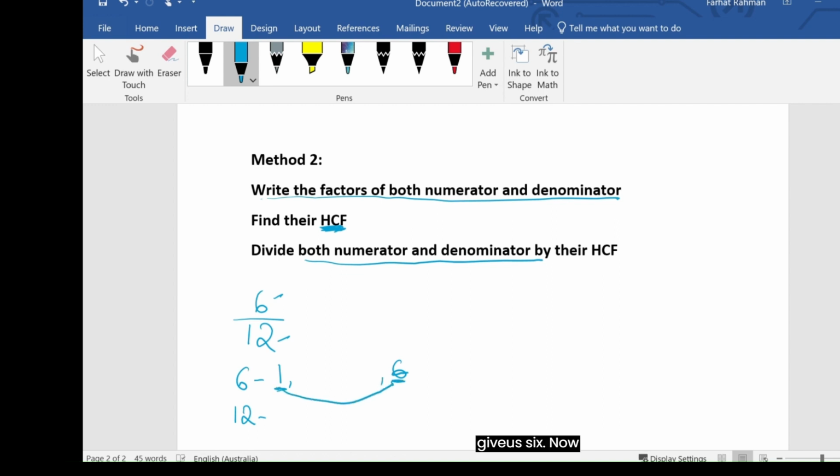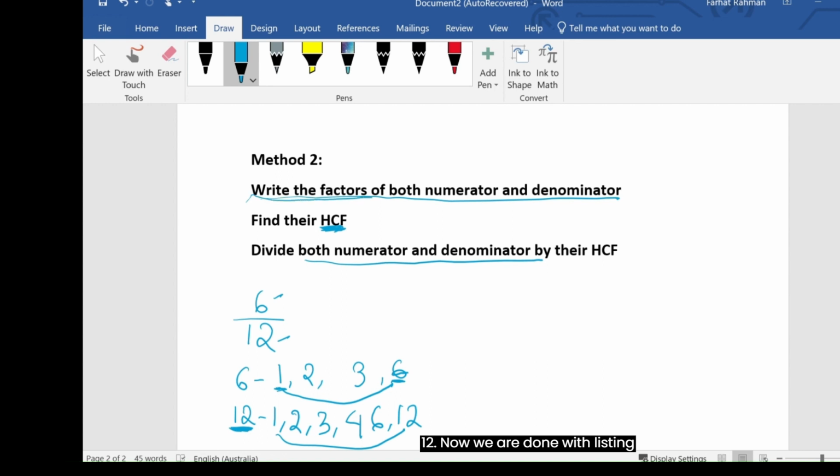1 times 6 gives us 6. Now think of any other numbers that when multiplied together will give us 6. We know 2 times 3 gives us 6. And that's all the factors of 6. Now let's list the factors of 12. We start with 1 and the number itself, because 1 times 12 gives us 12. Think of any other numbers that when multiplied give us 12. 2 times 6 gives us 12. We also know 3 times 4 gives us 12. That's all the factors of 12.